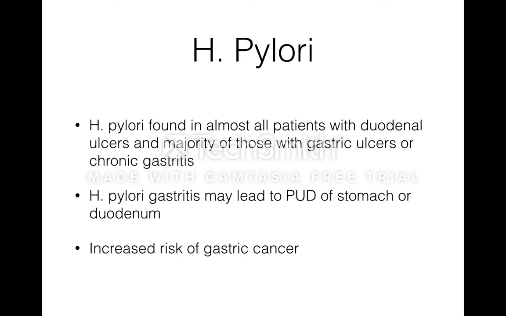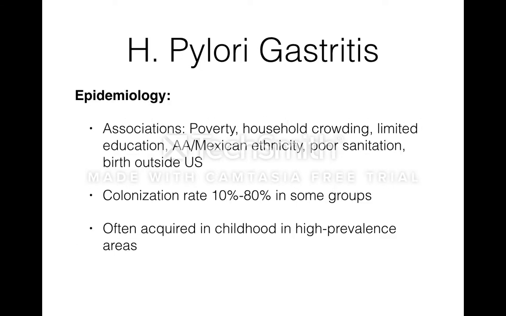So as we said, H. pylori is the most common cause of chronic gastritis. It is present in almost all patients with duodenal ulcers and most of those with gastric ulcers. It is in 90% of those with chronic gastritis affecting the antrum. H. pylori gastritis can result in peptic ulcer disease of the stomach or duodenum from increased acid secretion. It also confers an increased risk of gastric cancer.